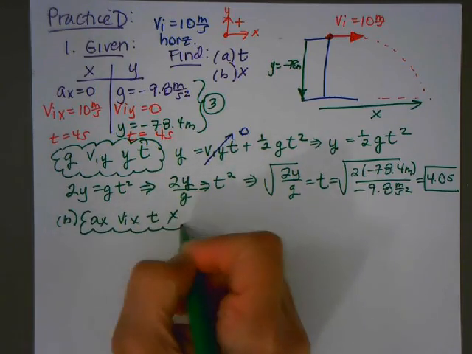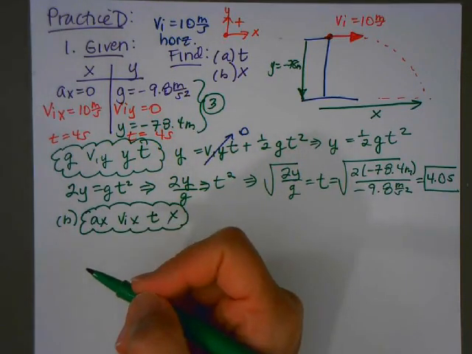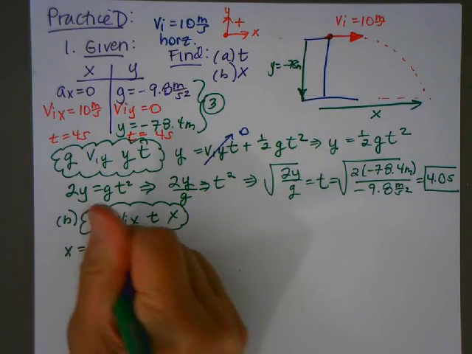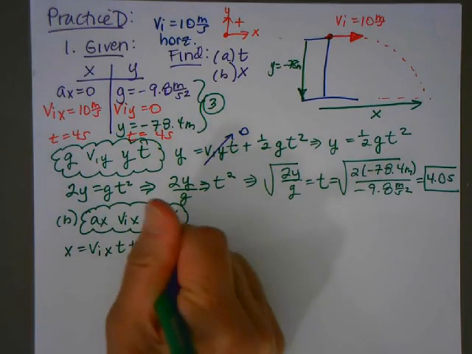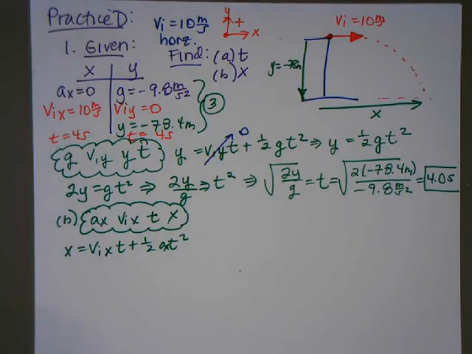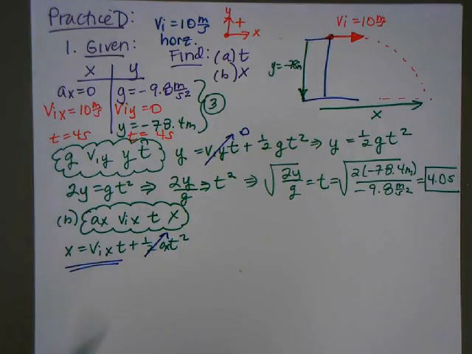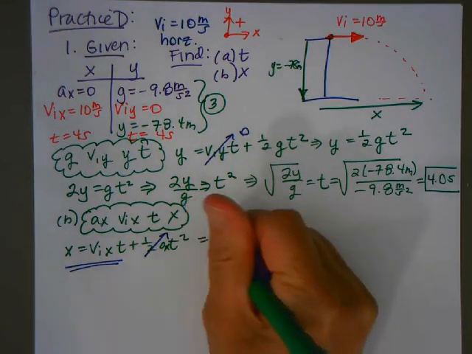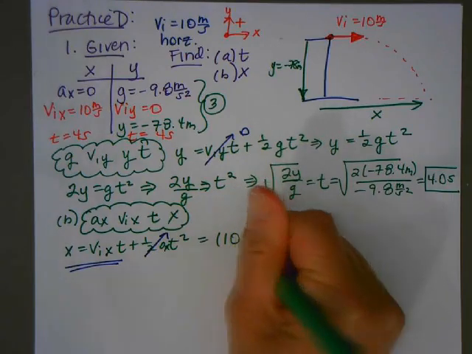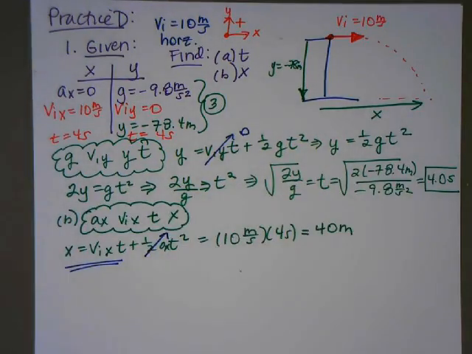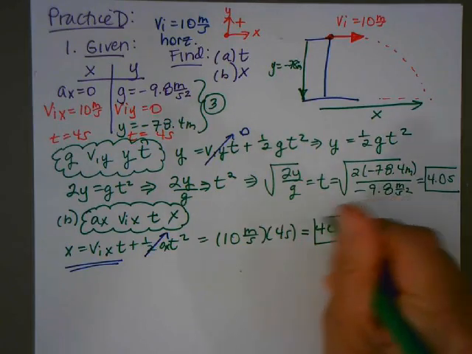So I'm going to say which equation has those 4 variables. Well, our basic equation is x is equal to vix t plus 1/2 at squared, and this is ax. We know there's never any horizontal acceleration, so this is our equation. So it's going to be 10 meters per second times 4 seconds is going to be 40 meters. And that's our horizontal displacement. So that's number 1.